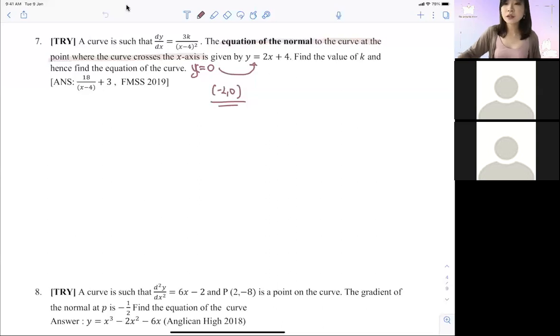Both of you can do 7. When you're done with 7, you send me, then you send me 8, okay? Send me one by one.